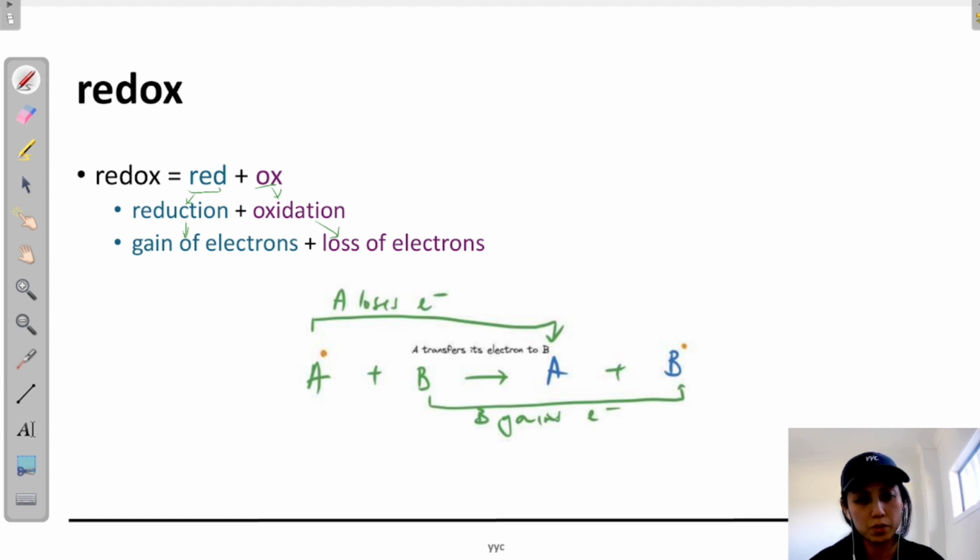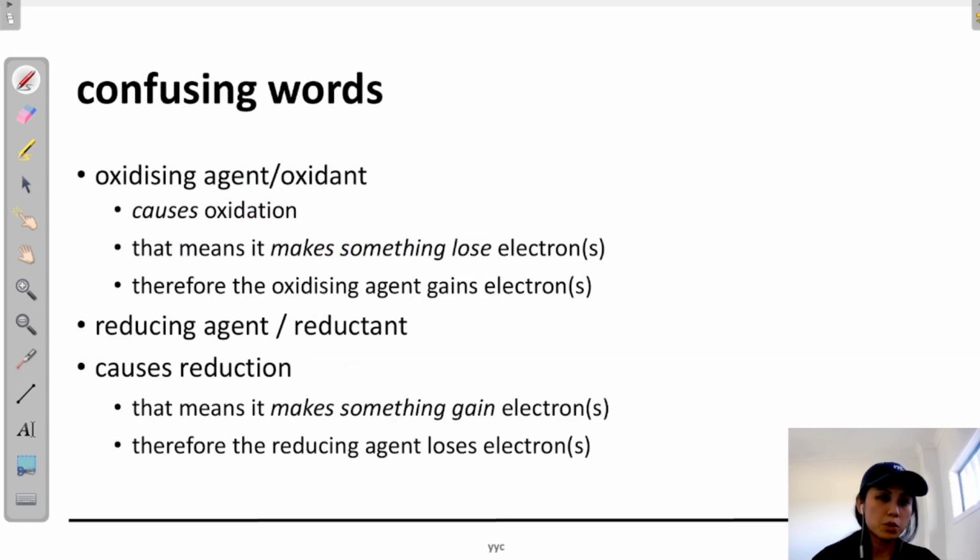Another way to represent this, let's just say A is a species and it's got this electron. As part of the redox reaction, A loses the electron. And where does it go? Well, it goes over to B. And so in the process, B gains the electron. So we can describe this as A undergoing oxidation, because it loses an electron, and B, because it gains the electron, undergoes reduction. To be honest with you, the hardest part of redox is actually sometimes the terminology. That's in my own experience.